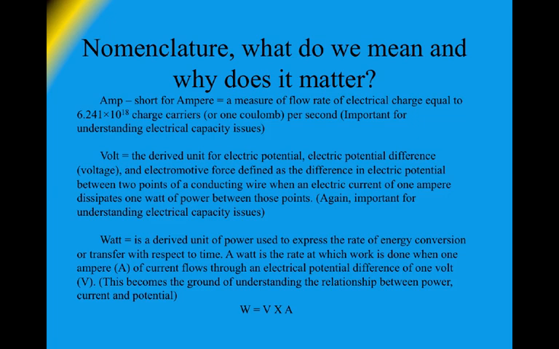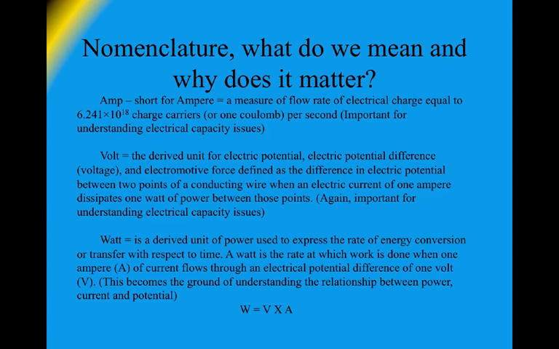The next term is volt. Volts are the derived units of electrical potential. They are electrical potential differences, voltage, and electromagnetic force, which is defined as the difference in electrical potential between 2 points of a wire when an electric current of 1 ampere dissipates 1 watt of power between those points. That is equal to 1 volt. Again, this is important for understanding our capacity issues.